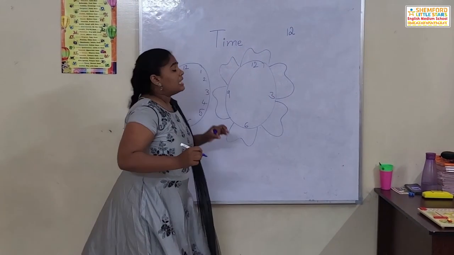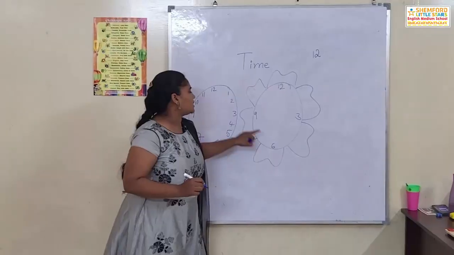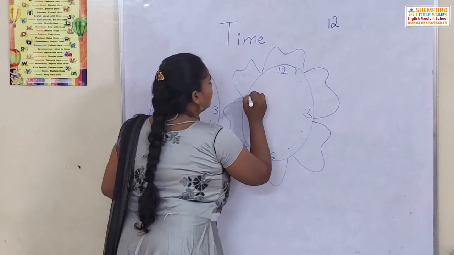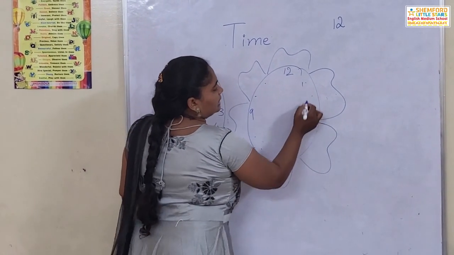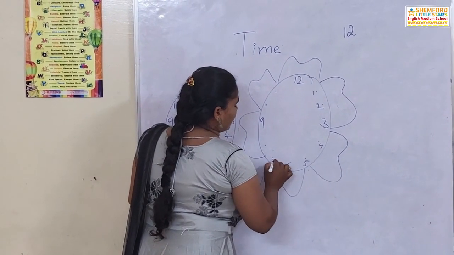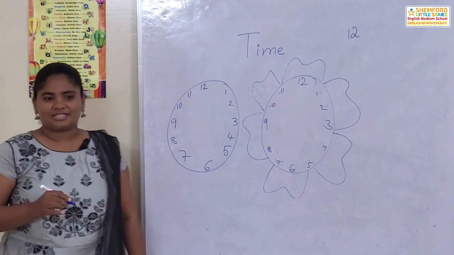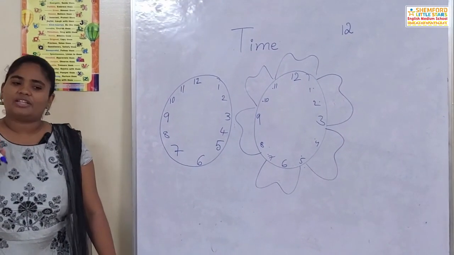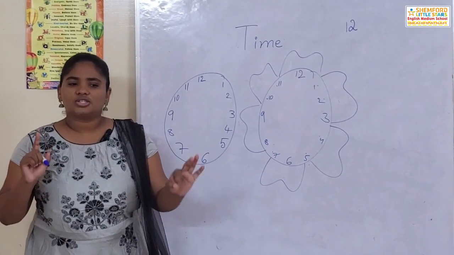But you know what happens? Some clocks show 3, 6, 9, 12 and the remaining as dots. Instead of numbers, it shows dots. This dot means 1, this dot 2, this dot 4, this dot 5, this dot 7, this dot 8, this dot 10 and this dot 11. Some clocks have only dots, but even the dots are 12 only.